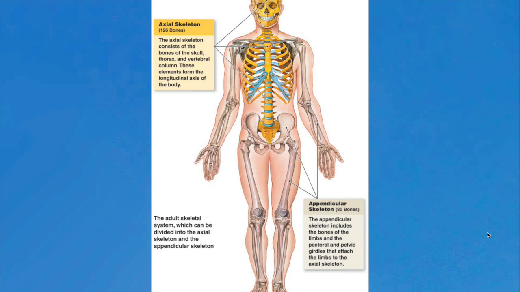Now, the skeleton can be divided into the axial and the appendicular divisions. The axial skeleton is in yellow in this figure. It consists of the skull, the thorax, the ribs, and the vertebral column, and its main function is protection. Then we also have the appendicular skeleton, which is this white grayish bone color. The appendicular skeleton is basically the arms and the legs, and its main function is movement. It's the bones of the appendages, and it's responsible for movement.